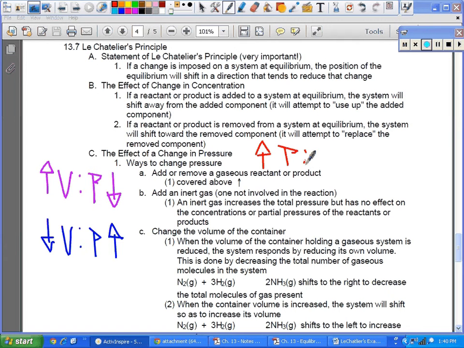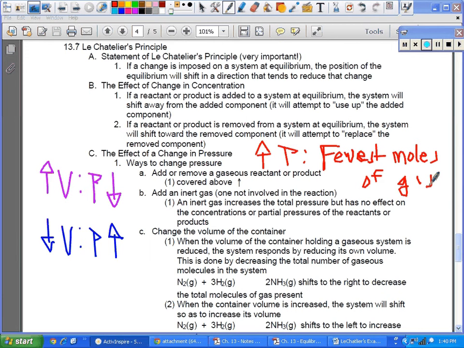Okay. How do you shift? To the fewest moles of gas.